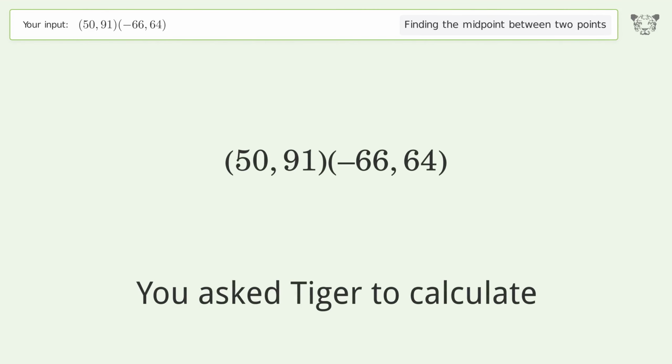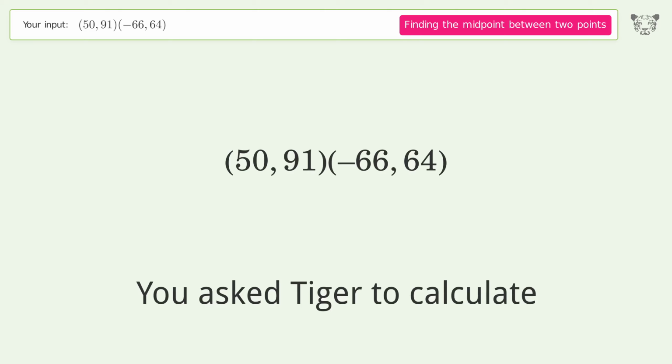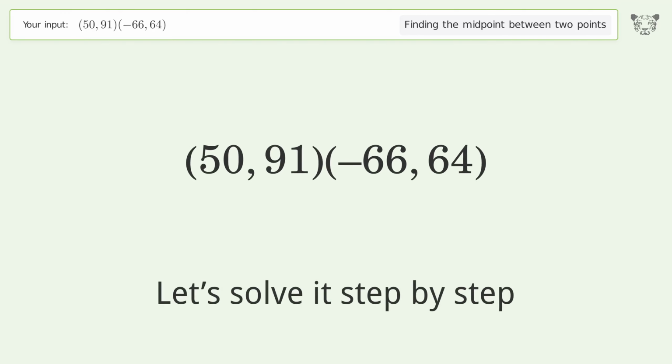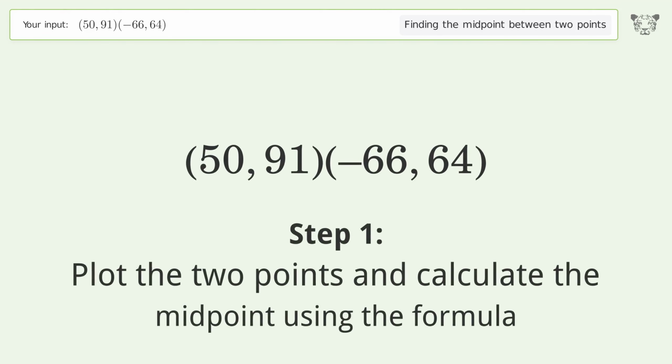You ask Tiger to calculate. This deals with finding the midpoint between 2 points. The midpoint between the 2 points is -8, 77.5. Let's solve it step by step. Plot the 2 points and calculate the midpoint using the formula.